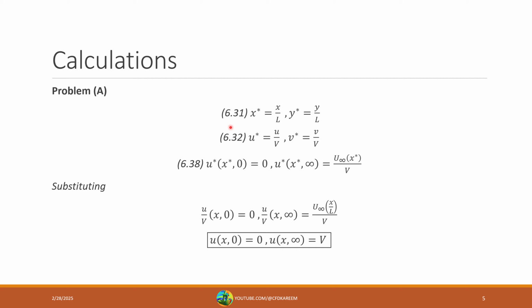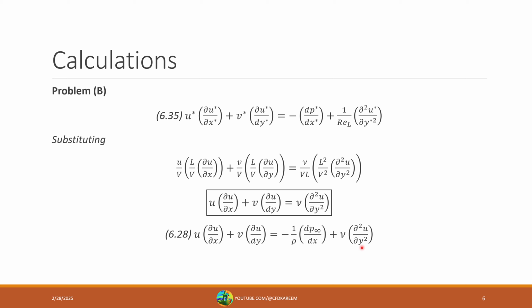So if we substitute 6.31 and 6.32 into 6.38, we're going to get these two equations. And when we simplify them, we'll get our dimensional boundary conditions. And again, they're going to tell us the same thing. So at u(x, 0), we're going to see that at the wall, the velocity is going to be 0, or no slip. And then at u(x, infinity), so as we move up in the y direction, we're going to achieve our free stream velocity, or V.